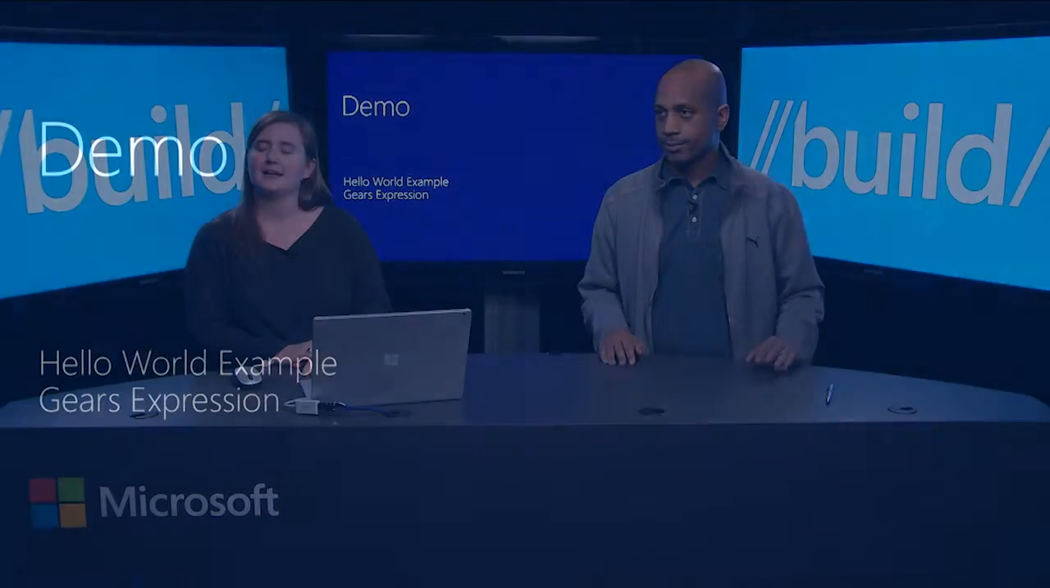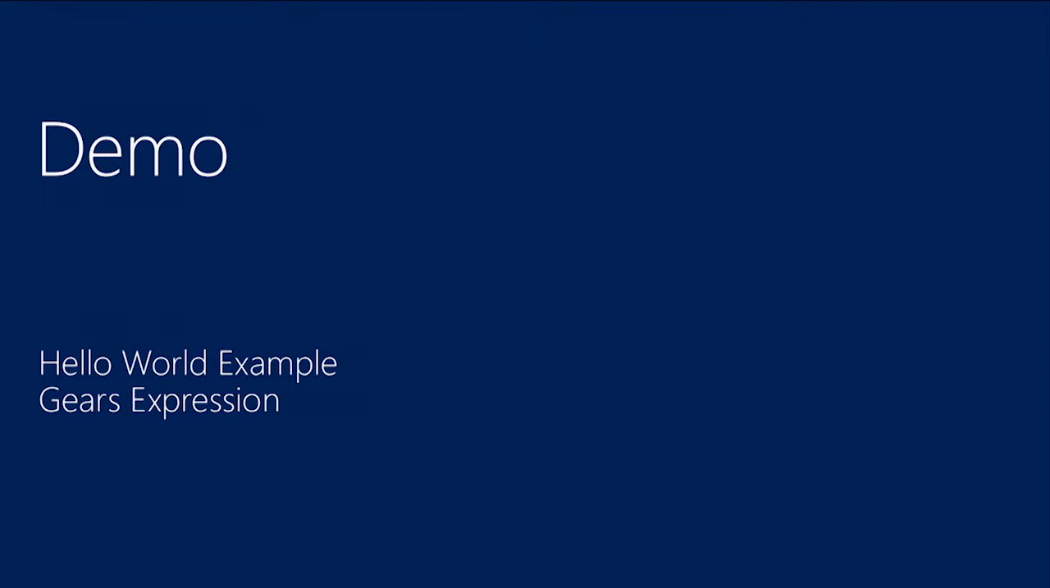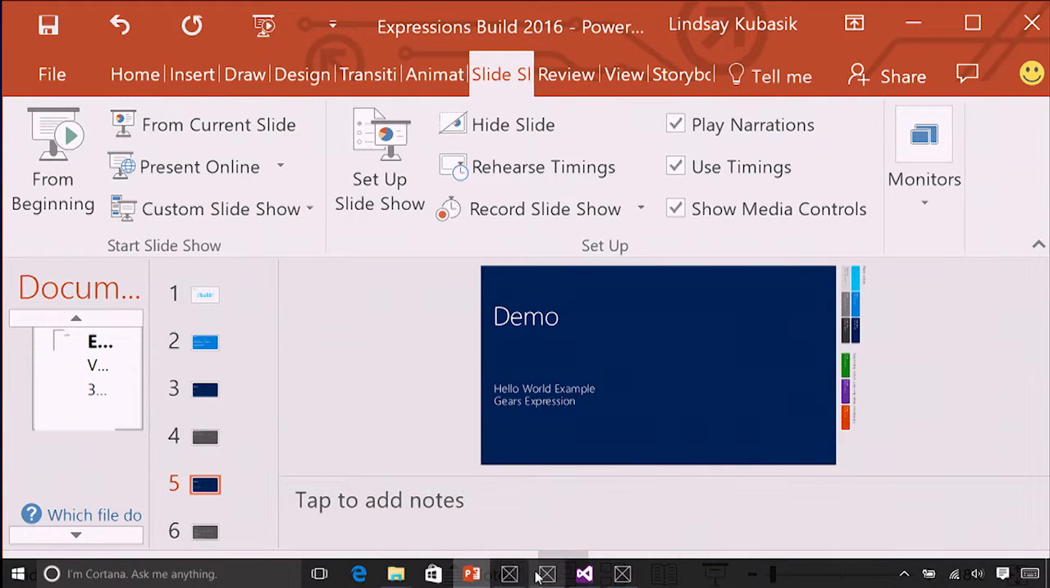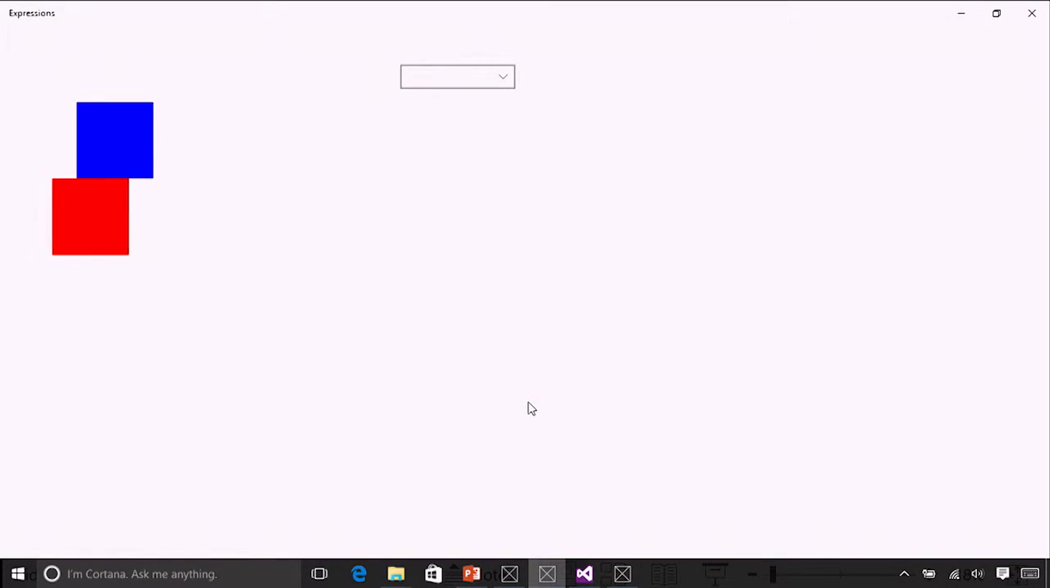Let's take a look at a hello world expression to see what we're talking about. Here we have a little sample app, and we see that this red square is animating from something happening in our application, and the blue square right now is completely static. What if we want the blue square to move with the red square?